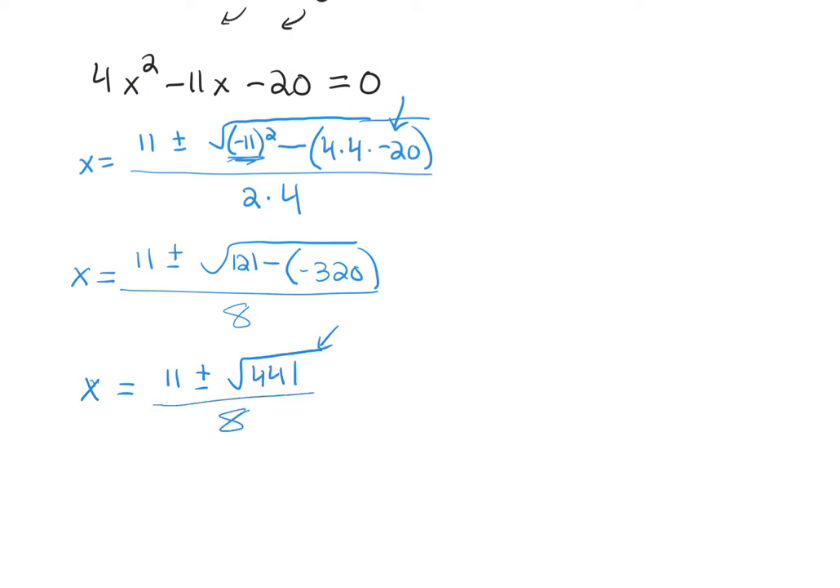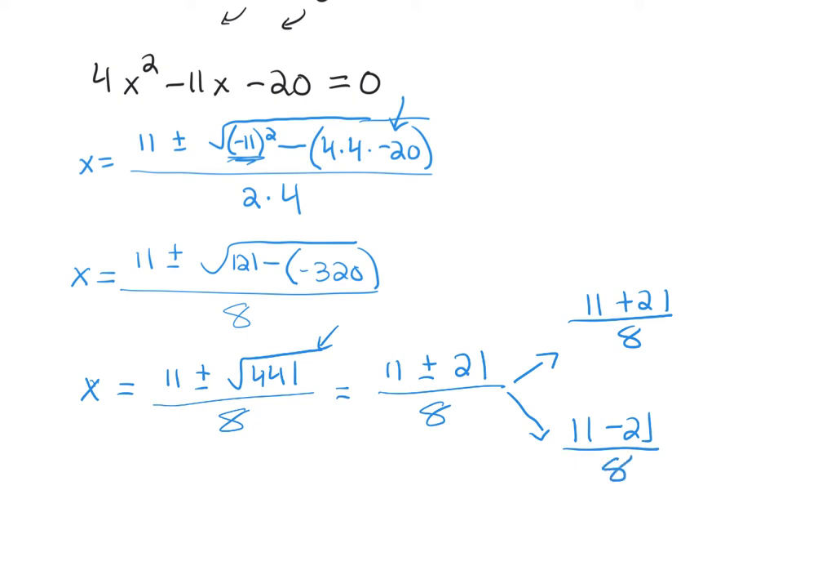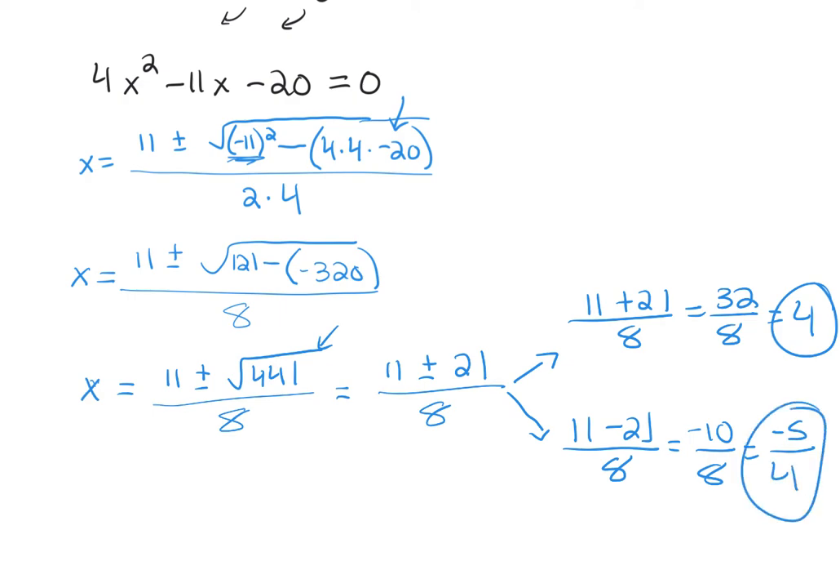Now, the square root of 441 is a perfect square. So this goes to 11 plus or minus 21 over 8. Now, that plus or minus simply means we're going to have 2 solutions. One where we do 11 plus 21 divided by 8, and one where we do 11 minus 21 divided by 8. So 11 plus 21, 32 divided by 8 is 4. So 4 is one of my solutions. 11 minus 21 is -10 over 8, which simplifies to -5 over 4.